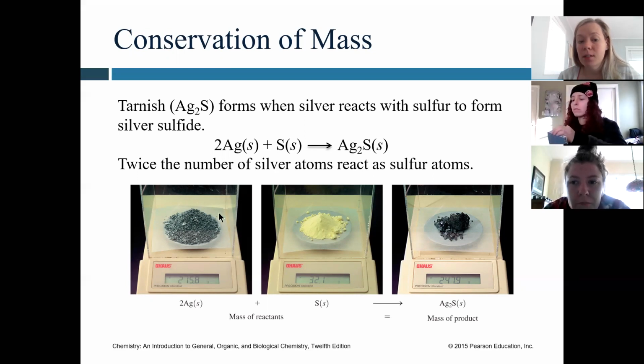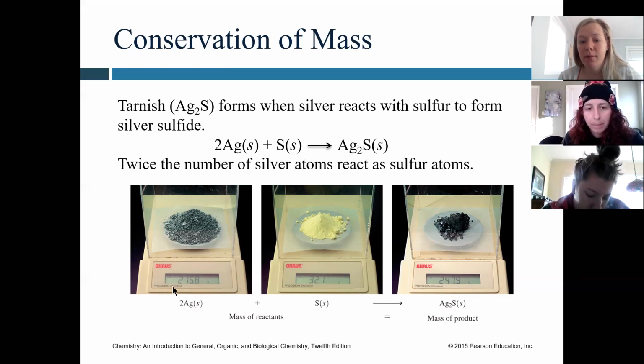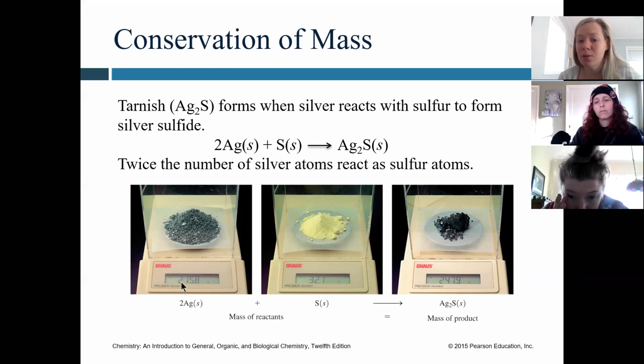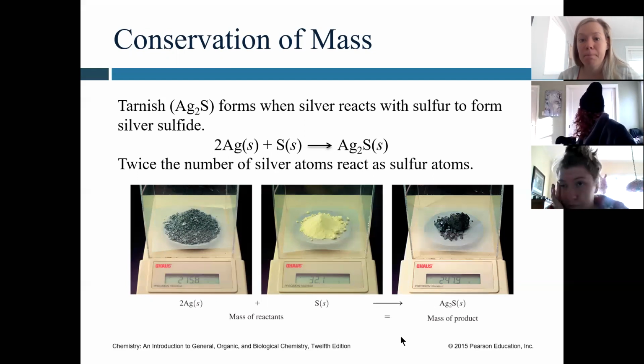Well, if I was to use my raw materials and measure them before I ran them through the equation, let's say we have 215.8 grams of this. We've got 32.1 grams of this. My final product is 247.9 grams. So it's really just the 2 of these added up, because mass should be the same.